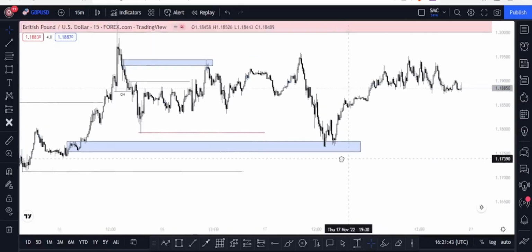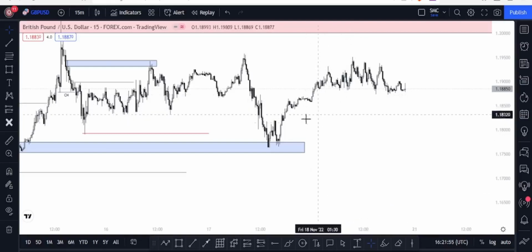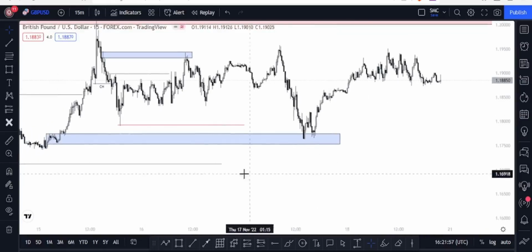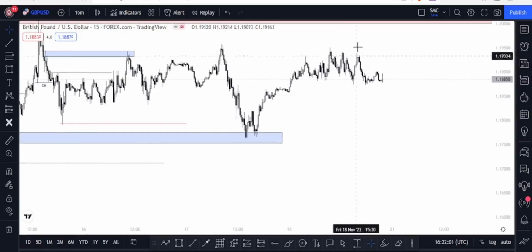So what are we expecting from pound dollar as the market opens this week? Well, we are expecting price to now come and take out this major structure low here. But in doing that, we want to take advantage of these 15 minute minor structures to see if we can enter the market.